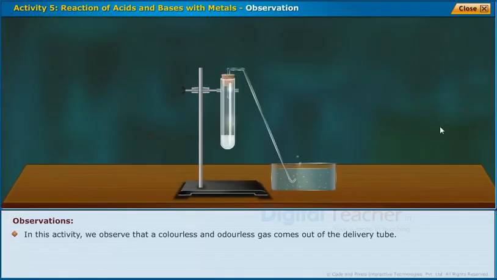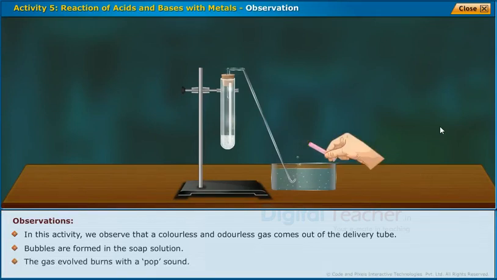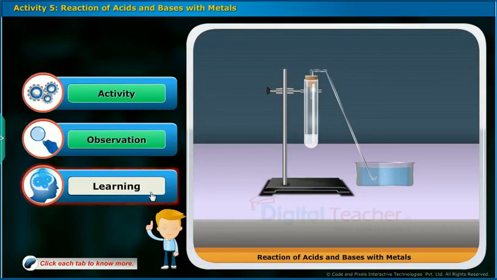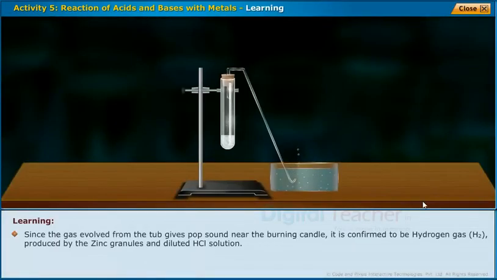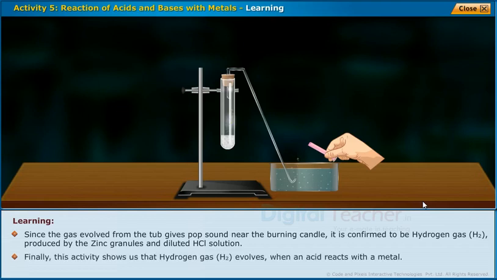In this activity, we observed that a colorless and odorless gas comes out of the delivery tube. Bubbles are formed in the soap solution. The gas evolved burns with a pop sound. Since the gas evolved from the tub gives a pop sound near the burning candle, it is confirmed to be hydrogen gas, that is H2, produced by the zinc granules and dilute HCl solution. Finally, this activity shows us that hydrogen gas, that is H2, evolves when an acid reacts with a metal.